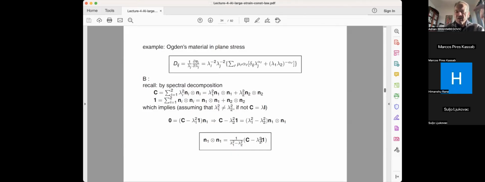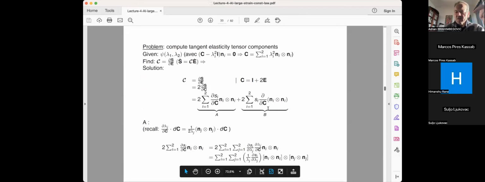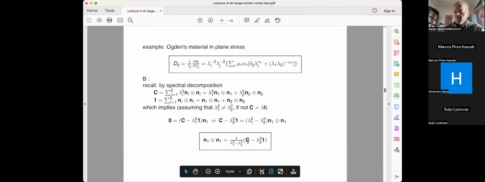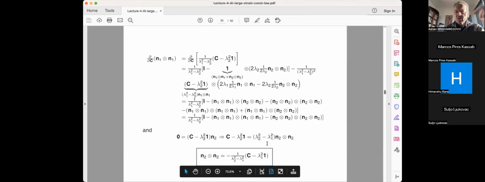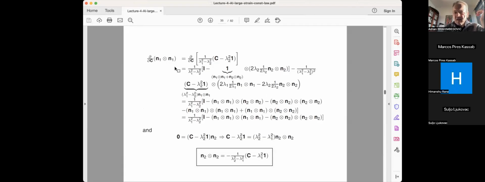So when I'm now taking the derivative, which I need to take here, basically it reduces to taking the derivative of the terms that I was doing. This is a little bit long, but at the end it is really quite straightforward. At the end I get the derivative of N1, which amounts to this expression: 1 over lambda 1 squared minus lambda 2 squared, identity minus N1 tensor N1, and so on and so forth.